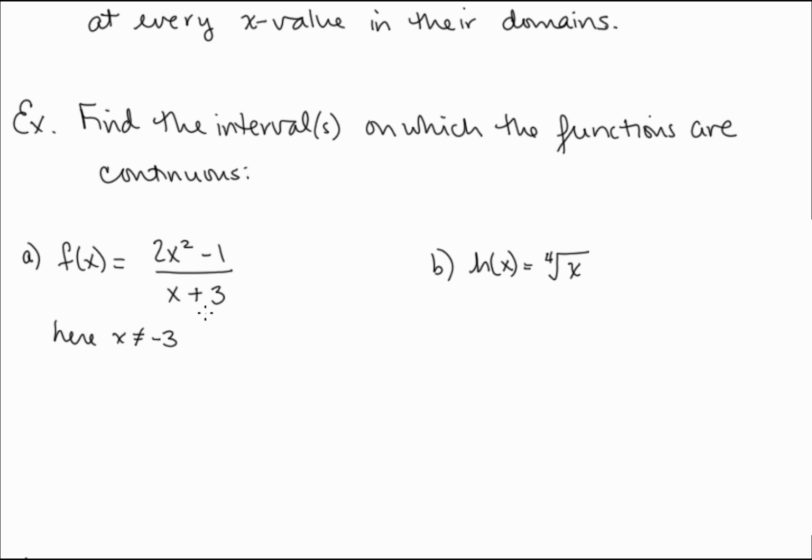And we just saw the theorem that says that rational functions are continuous at every point in their domain. So what are the intervals over which this function is continuous? They're -infinity to -3, union -3 to infinity.